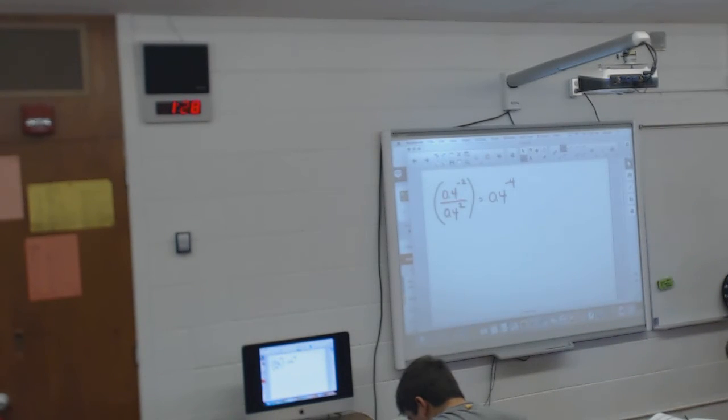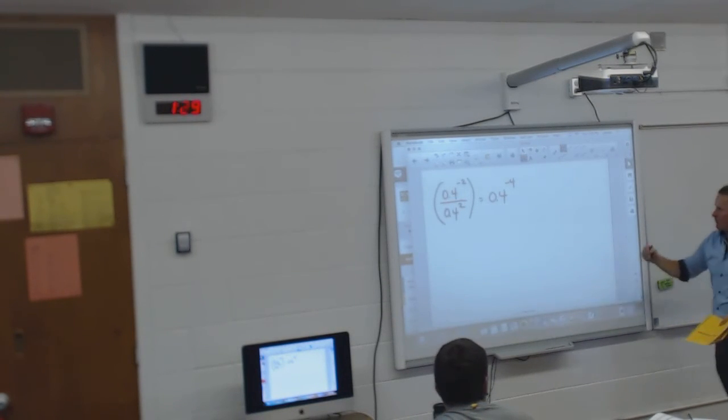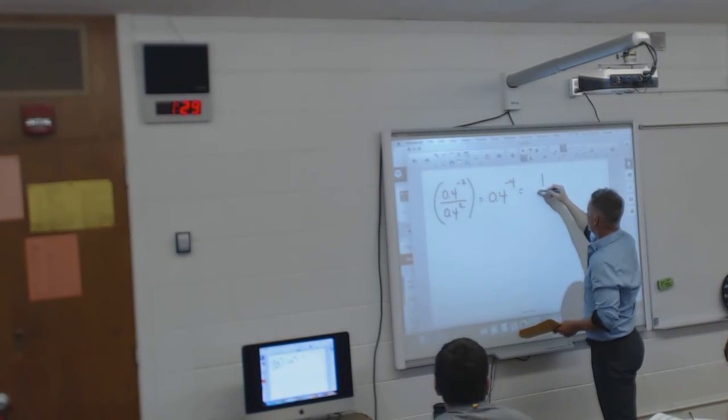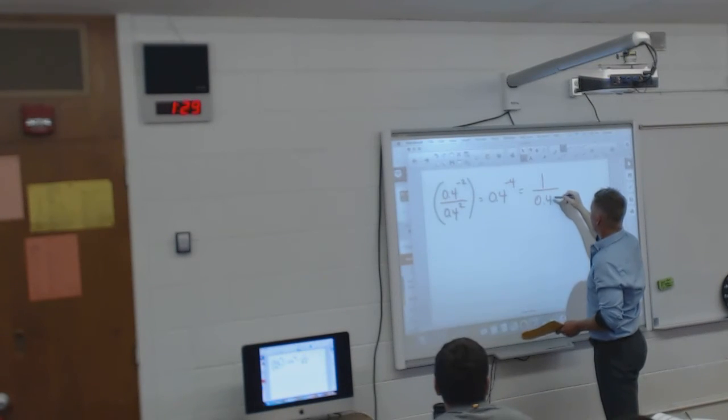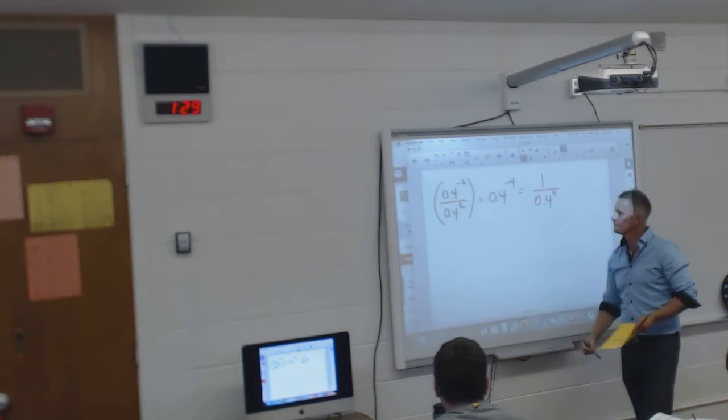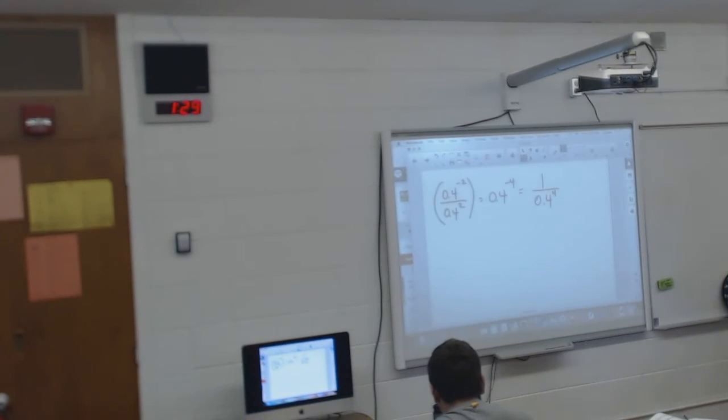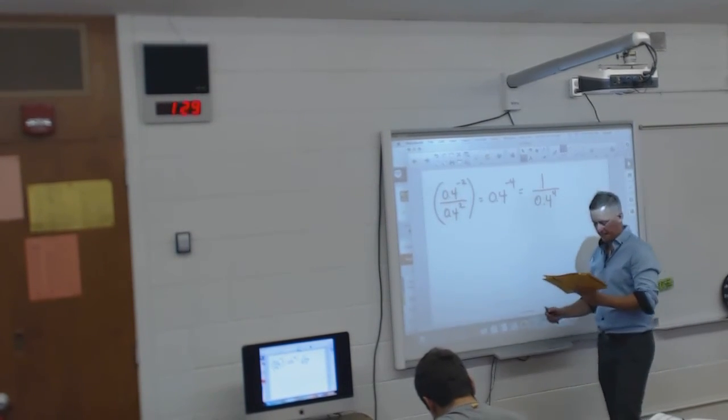So the long and short of it is, you're absolutely right. This is -4. But that's not a positive exponent. So how do I make it a positive exponent? Put it underneath 1. That's correct. So that becomes 1 over 0.4 to the 4, because you never want a negative exponent. It's asked for in the question: positive exponent. So this is on your first page, on page 66.